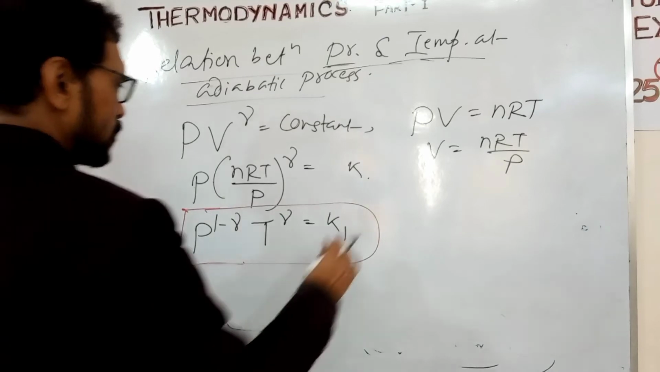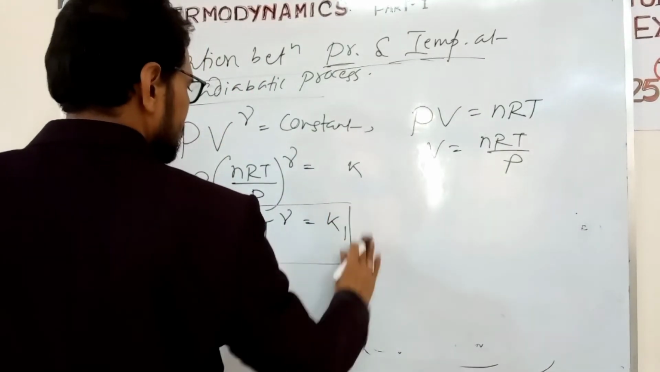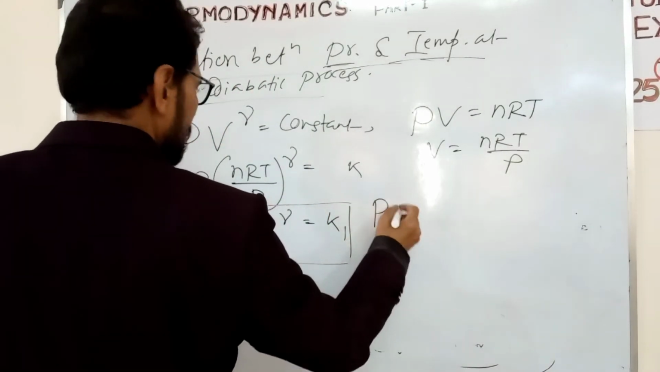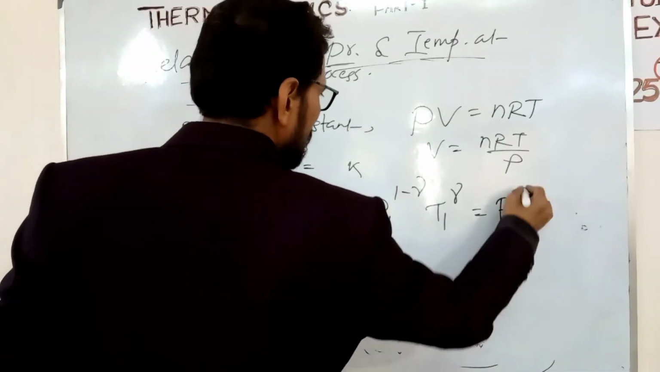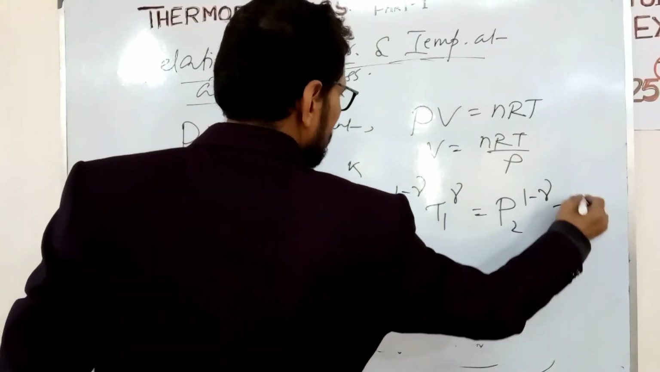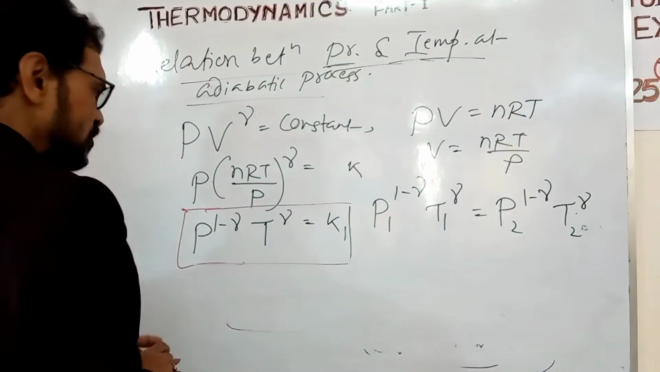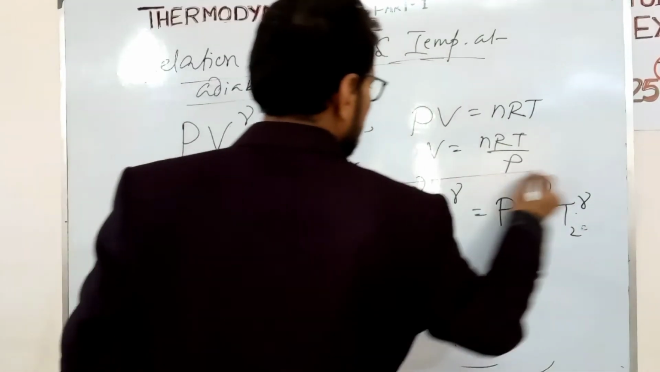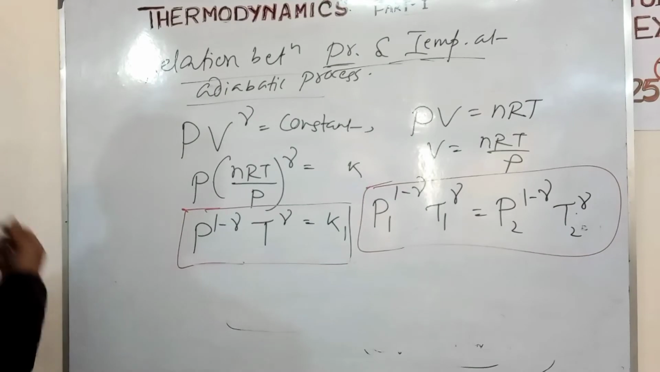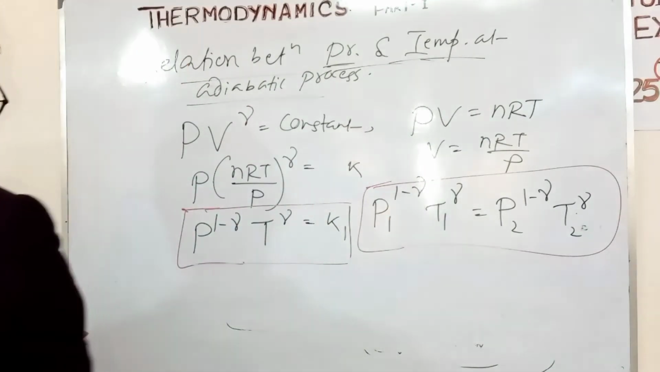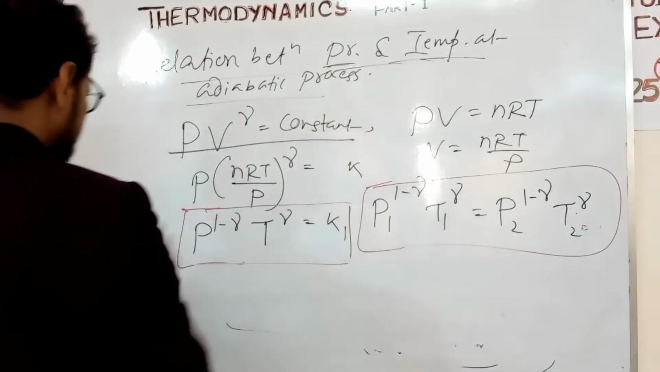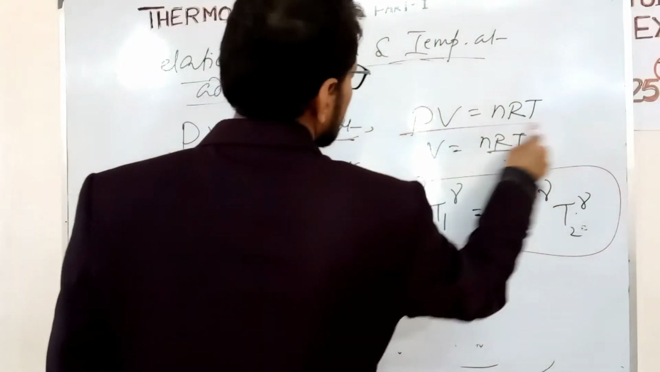So if we write for two situations, P1^(1-γ) T1^γ = P2^(1-γ) T2^γ. This is the relation between P and T in an adiabatic process. If you cannot remember this formula, then remember this equation.